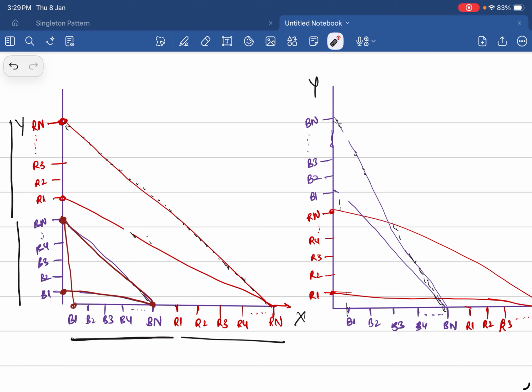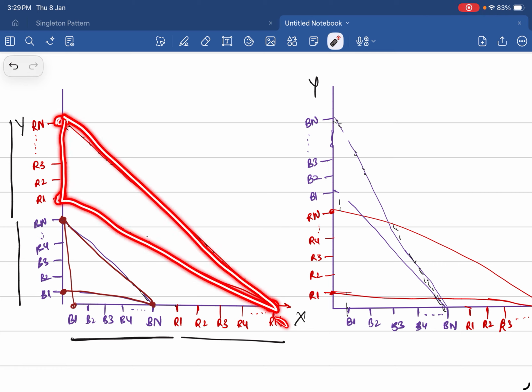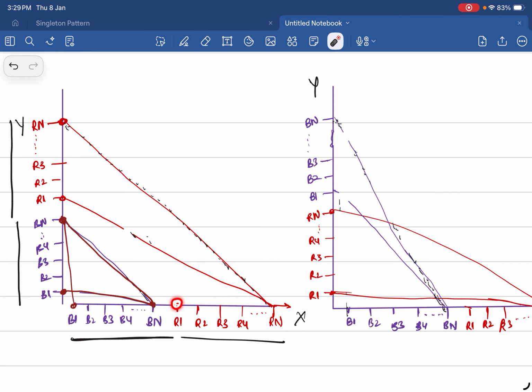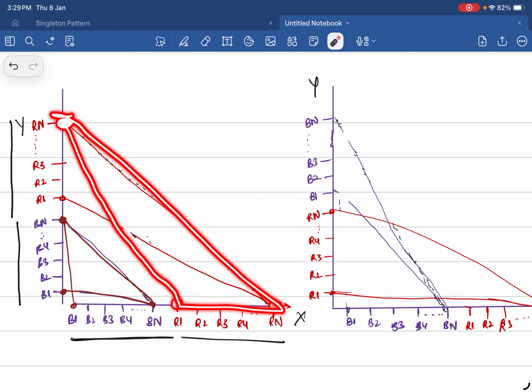Now if I choose red, two red over here and one red over here, then I can get this as the area. Or else if I choose two red over the x axis and one red over the y axis, then I can get a triangle something like this.